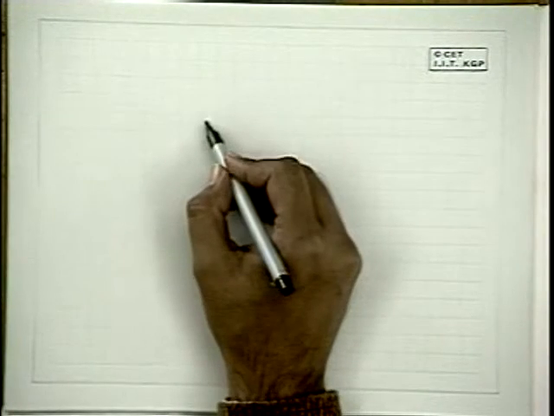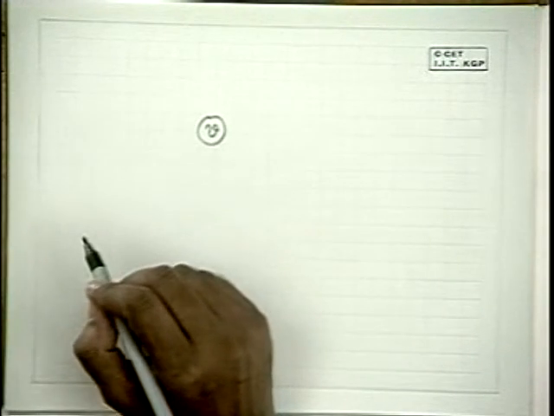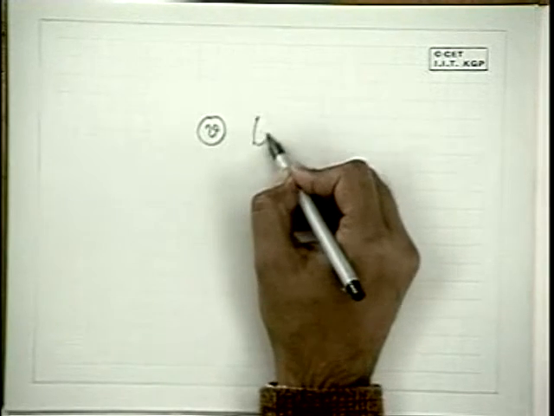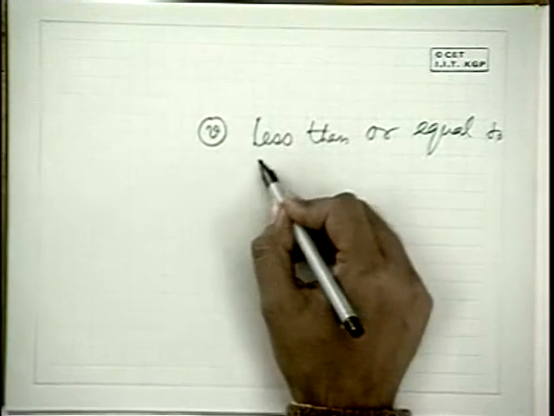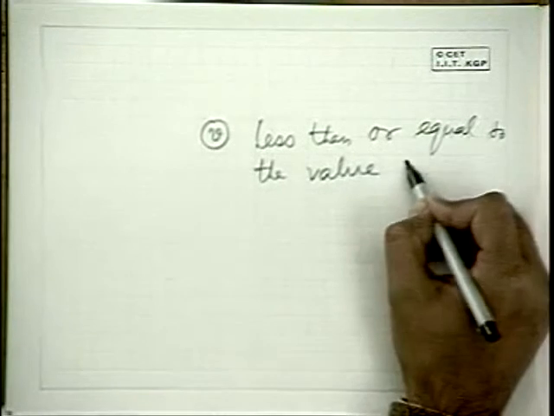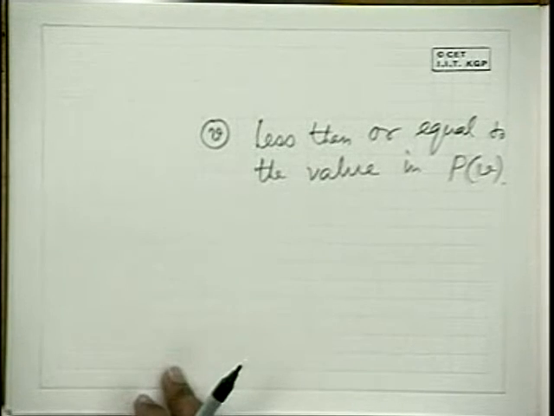Okay, now let me tell you the condition for the heap structure. For this one, each node, say node i, has a value v which is less than or equal to the value in the parent of v. This is the condition. Every node has a value which is less than or equal to the value in its parent.